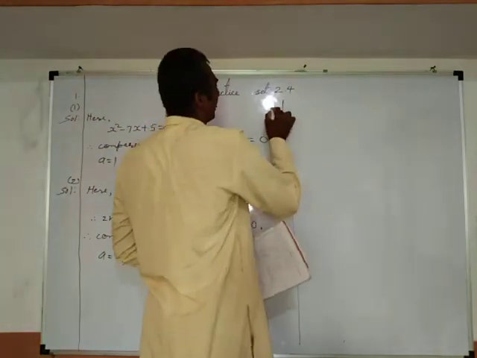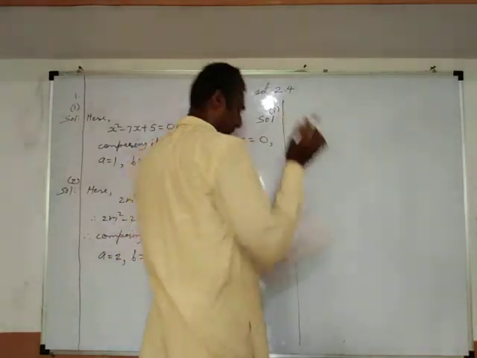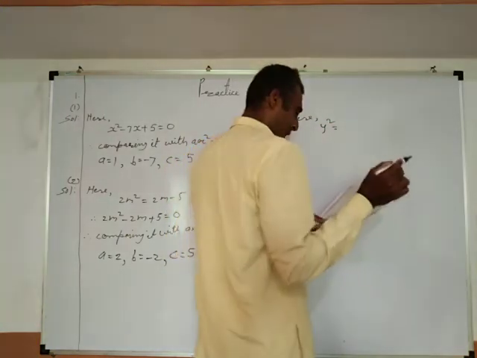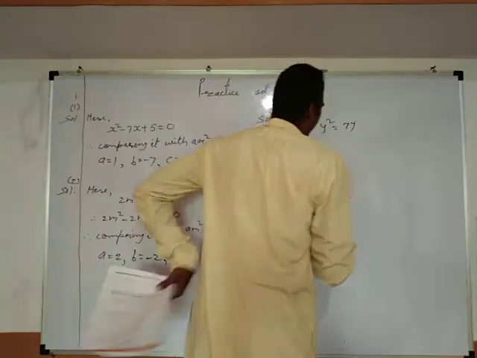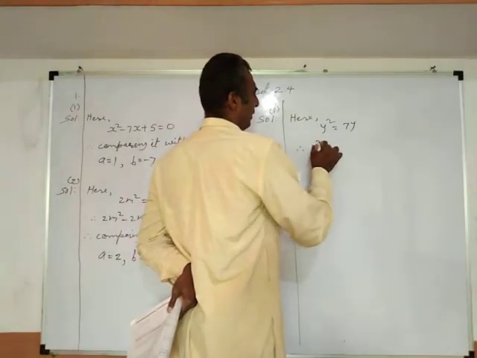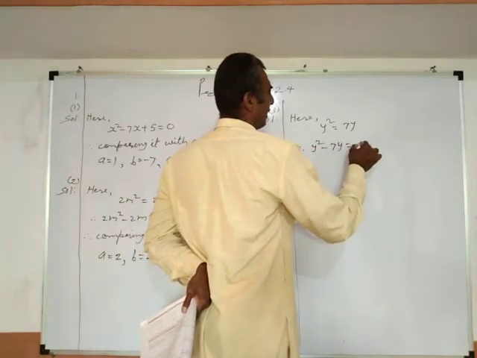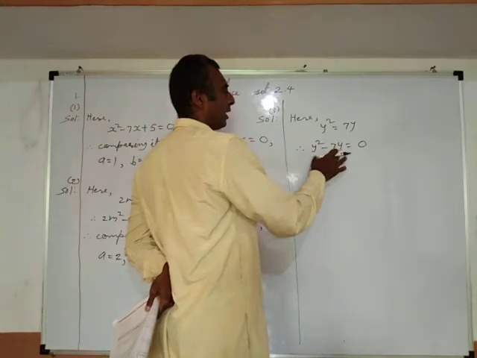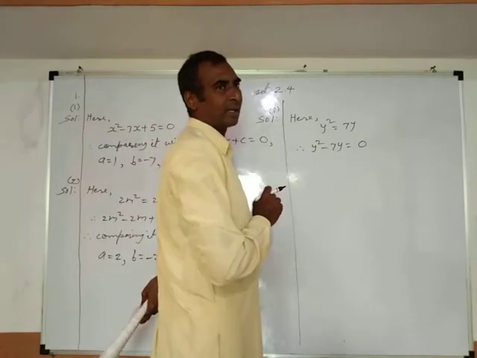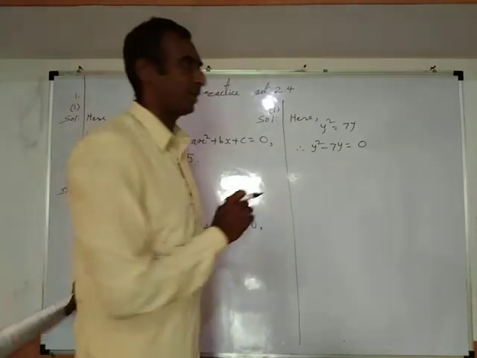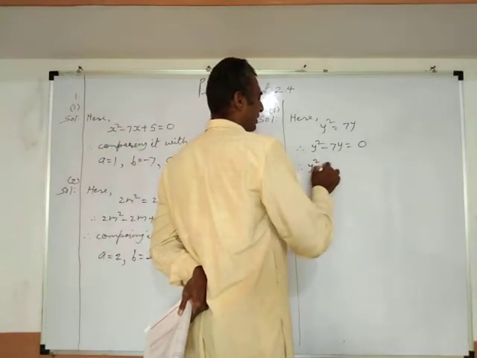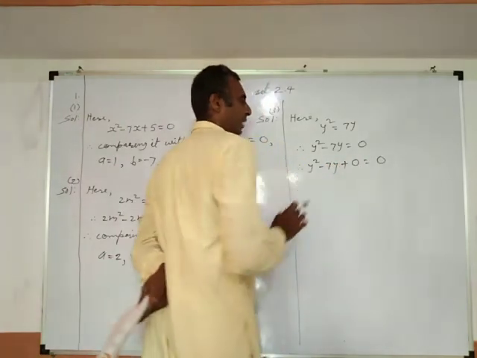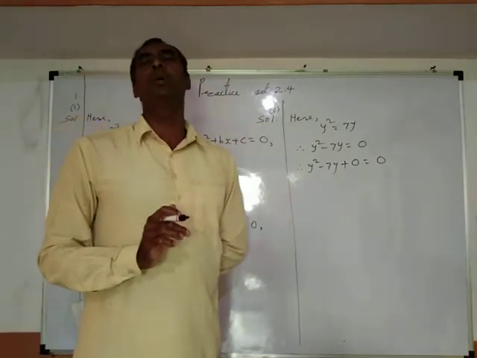Number 3 solution. Here y square equals 7y. Okay, therefore it will be y square minus 7y equal to 0. Now you may note in this equation there are a quadratic term and a linear term; the constant term is missing. Therefore, that missing constant term we may write as plus 0. Therefore, the equation will be y square minus 7y plus 0 equal to 0.